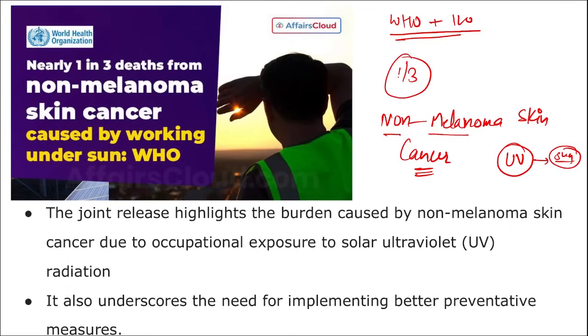And among people who are working under the sun, 1 out of the 3 deaths is because of this non-melanoma skin cancer. And this report was released by whom? This report was released by World Health Organization along with International Labour Organization, right? Then tell me which university recently launched their own satellite. It is Aligarh Muslim University. They have launched their own satellite recently, correct?